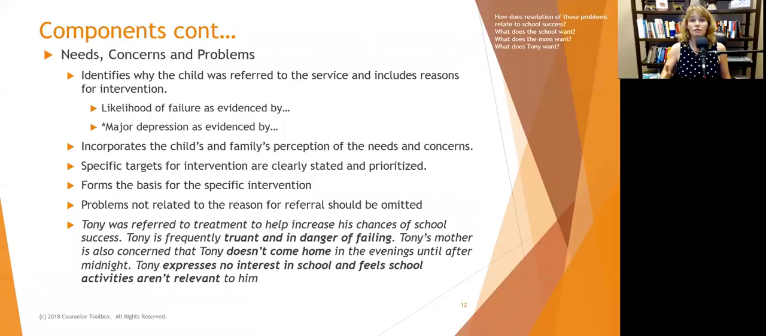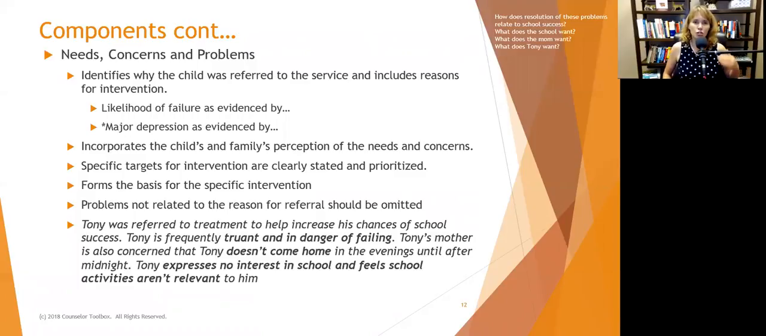Tony will attend school 19 out of every 20 school days or something. You're going to have something that's very objective and observable. It forms the basis for the specific intervention. Problems not related to the reason for the referral are omitted.